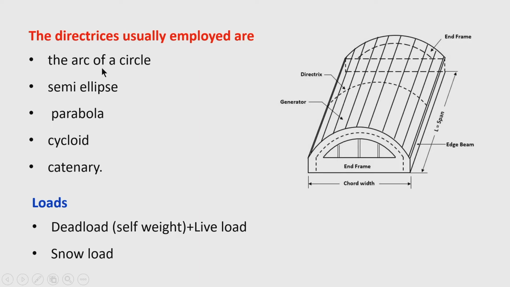So, we shall do the analysis of cylindrical shell with different types of directrix: arc of a circle, semi ellipse, parabola, cycloid, catenary, knowing the properties of the different types of curves. The loads that I will consider for the analysis of cylindrical shell in this course are dead load, self weight, plus live load. So, dead load and live load that are considered together is a gravity load acting on the shell.